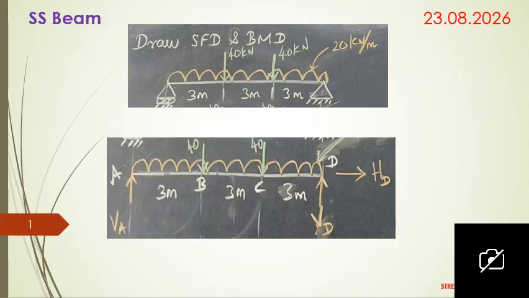In this slide, the first diagram shows a simply supported beam of span 9 meter carrying a uniformly distributed load of 20 kN per meter over the entire span. Also, it carries 2 point loads of 40 kN each, acting 3 meter from both the supports.